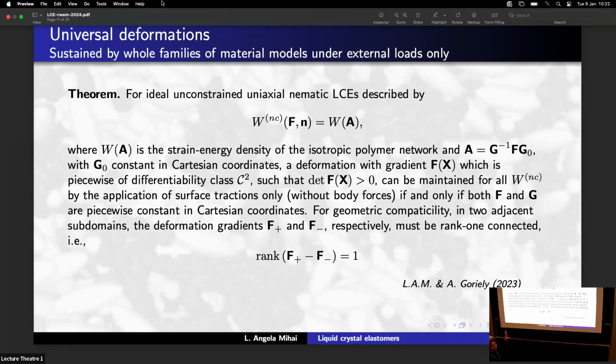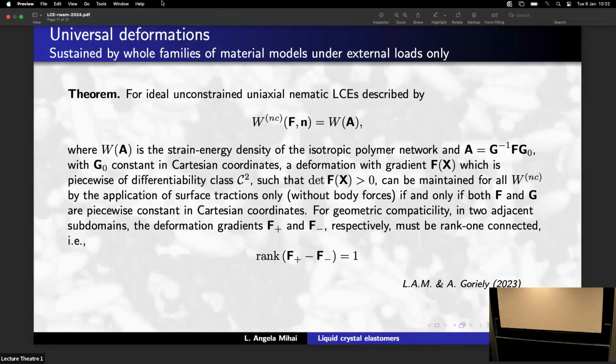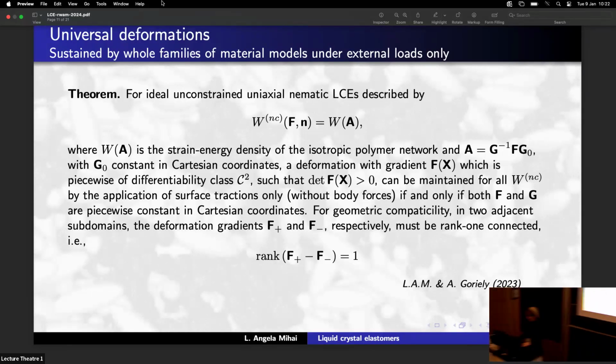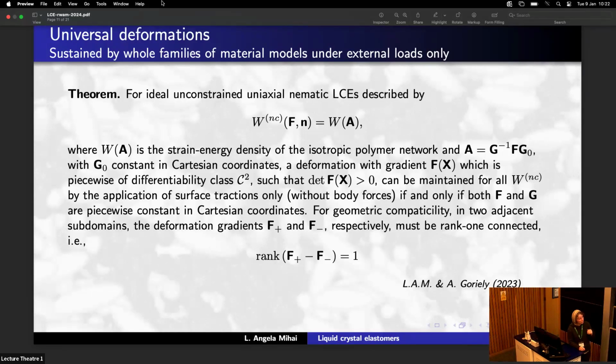So with this theorem, we actually state that for all models that are defined like that, this deformation should be captured. You should be able to capture them either analytically or computationally if the function is too complicated. But basically, it's just using the so-called ideal nematic elastomers, which are only modeled by the elastic component.